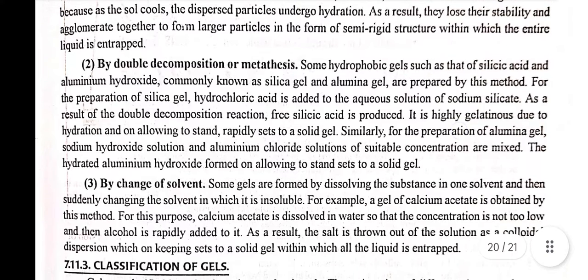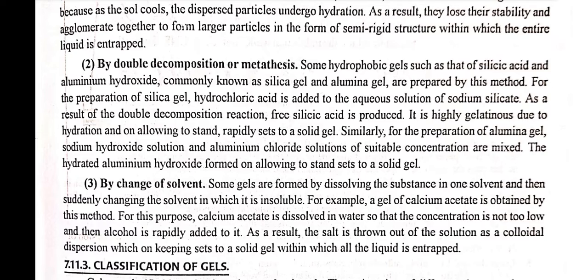By double decomposition or metathesis, some hydrophobic gels such as those of silicic acid and aluminum hydroxide, commonly known as silica gel or alumina gel, are prepared by this method. For the preparation of silica gel, hydrochloric acid is added to an aqueous solution of sodium silicate. As a result of the double decomposition reaction, free silicic acid is produced. It is highly gelatinous due to hydration and on allowing to stand rapidly sets to a solid gel.